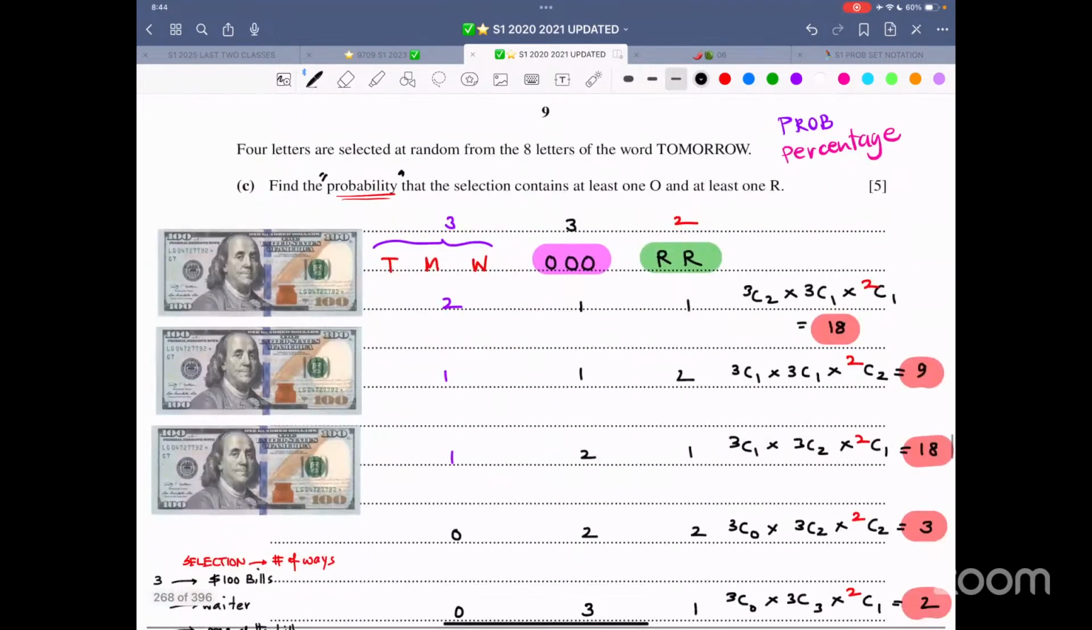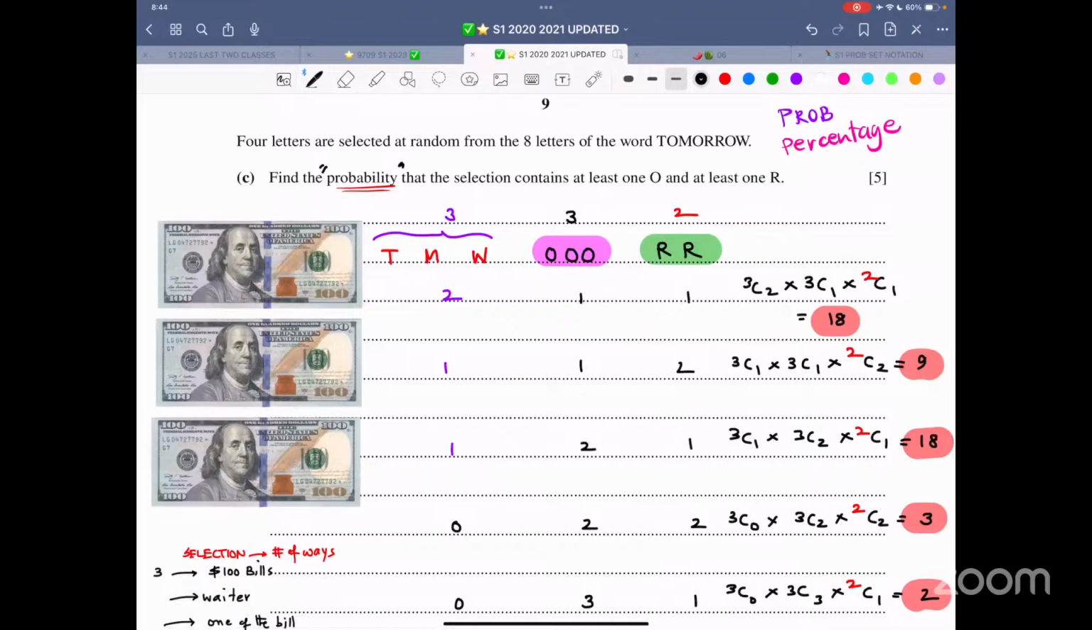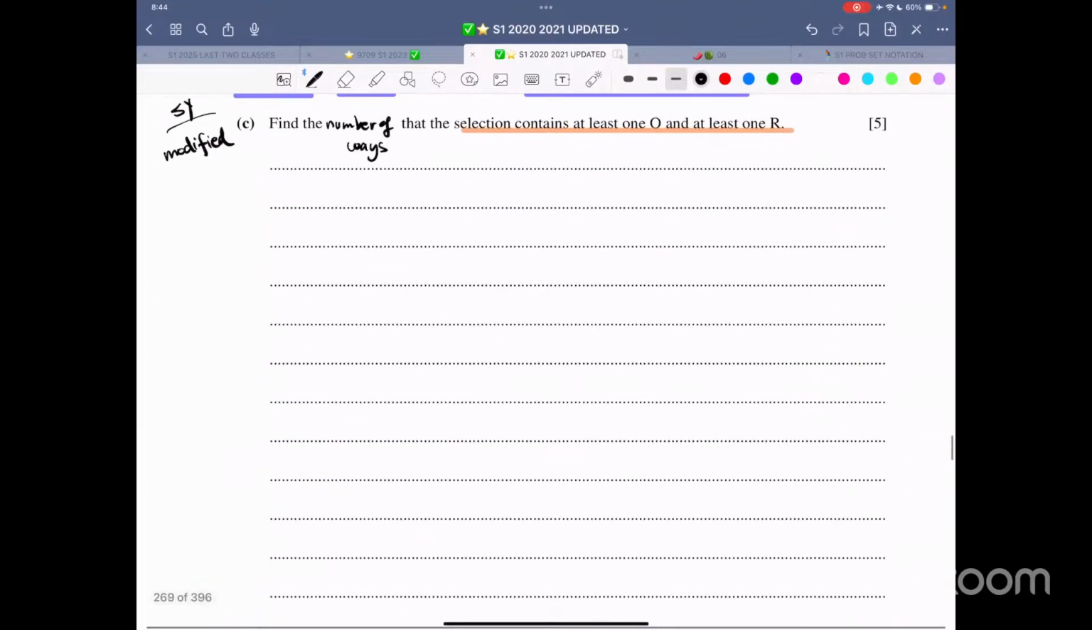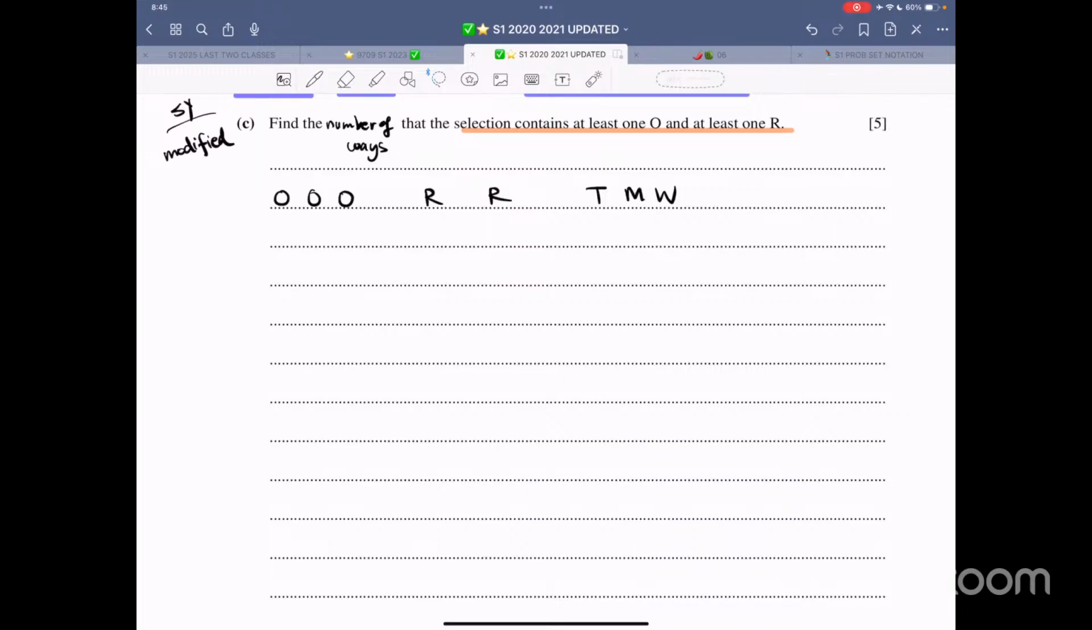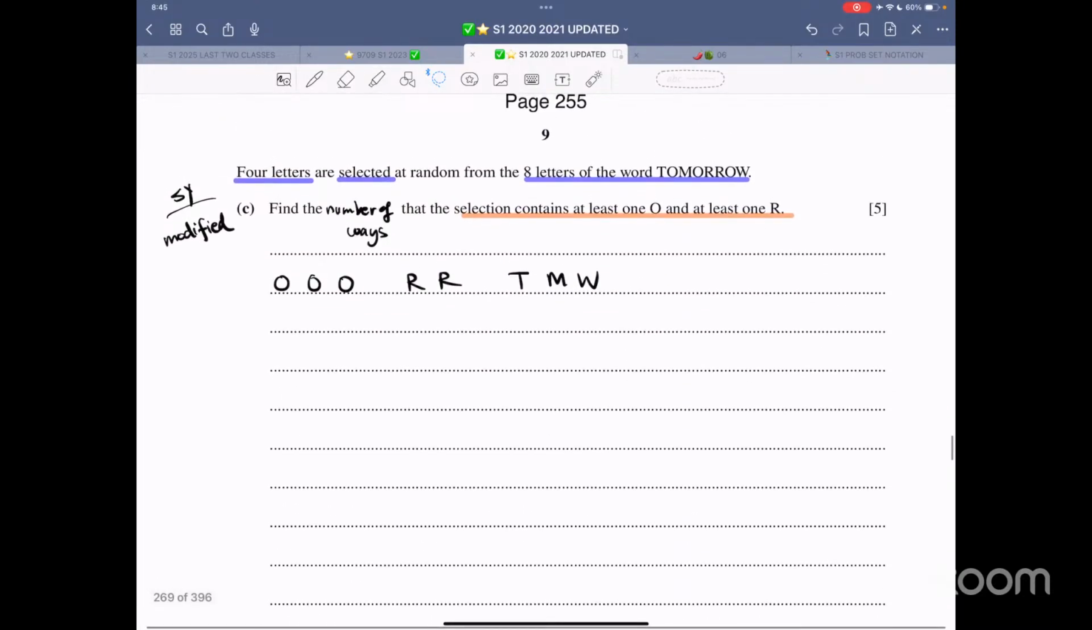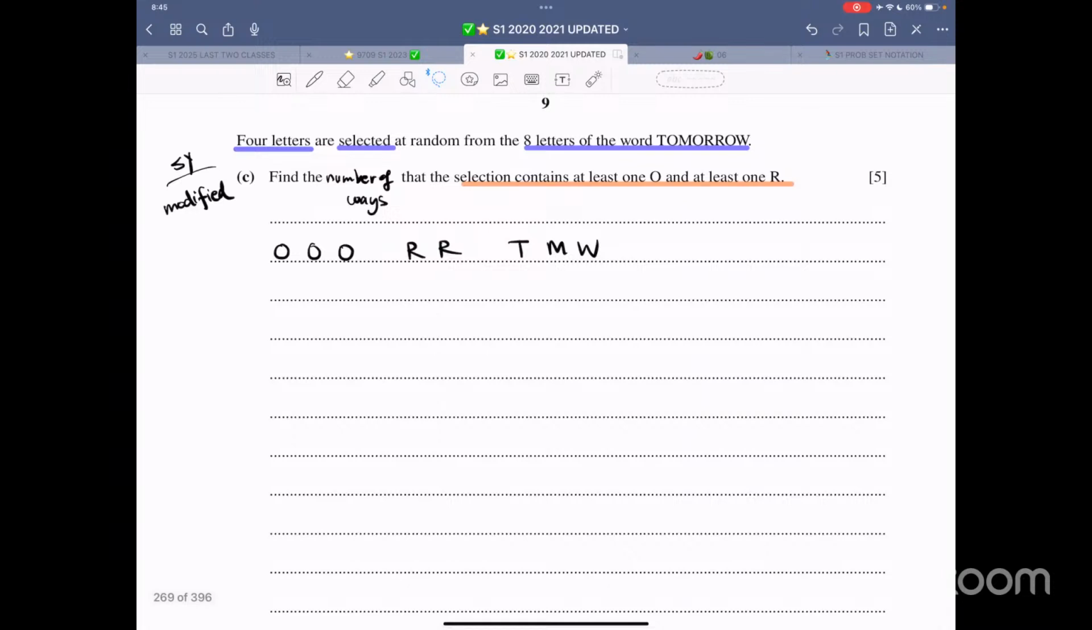How many O's are there? There are 3 O's, 2 R's, and T, M, and W. Let me push this thing to this side, and let me push it like this. Okay. Now it says at least 1 O, at least 1 R.